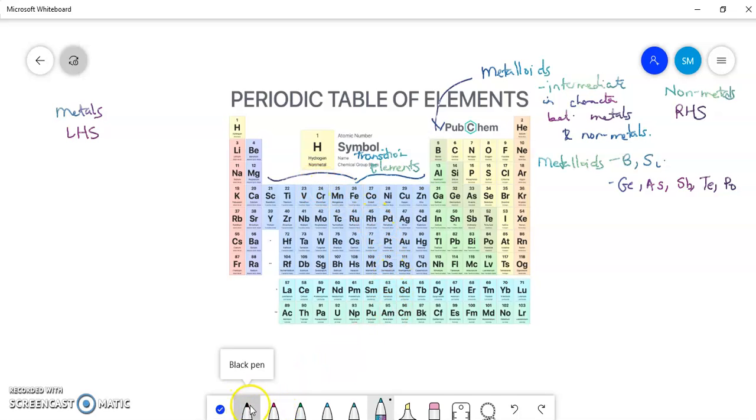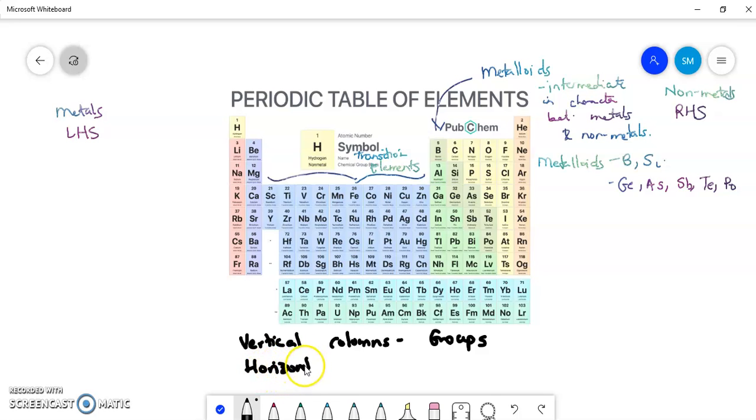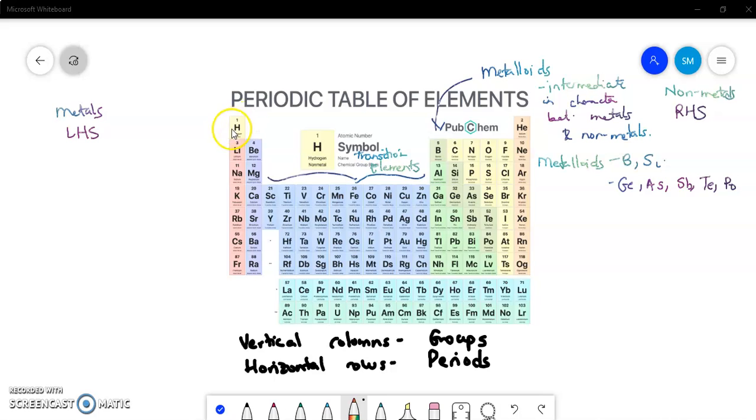So I'm going to pull out a black ink color pen here, and we're going to do that. So in our periodic table, we say that there are groups. The vertical columns are called groups, and the horizontal rows are called periods. The vertical columns, which are the groups, are numbered from here.